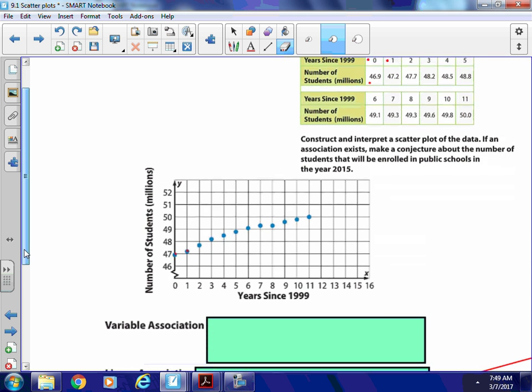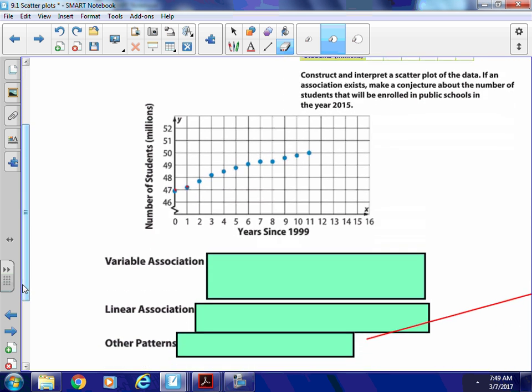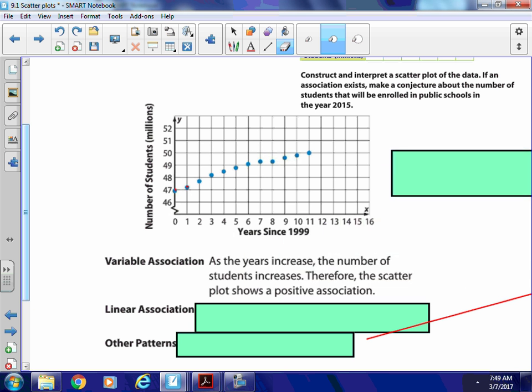So now let's talk about the variable association. That's if you tell me if things are positive or negative. Well, you can see that's uphill, isn't it? So we would say, as the years increase, what's happening to the number of students? They increase. So we would say it's a positive association. That's number 1. Telling me if it's positive or negative, or neither.